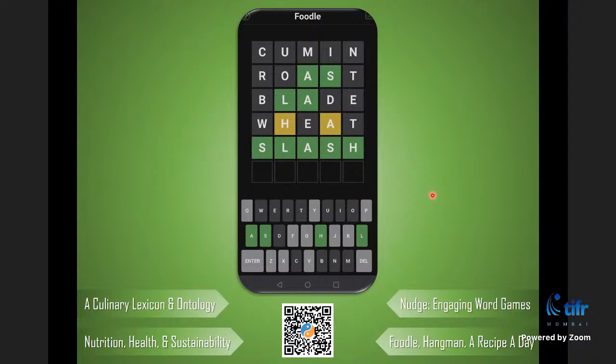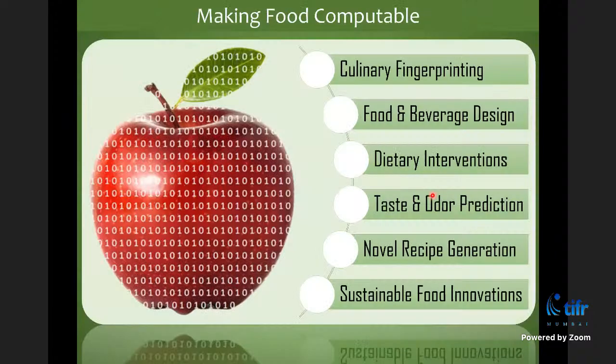And going beyond, can we nudge people into eating more healthy and nutritious food, and obviously to an extent of making it personalized? That's the direction we are trying to take this game into. Having said this, the domain of computational gastronomy, I strongly believe, helps us make food computable, seeing the different dimensions of food through the lens of data and computation.